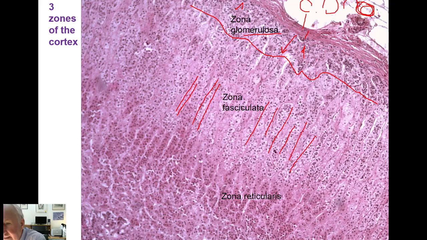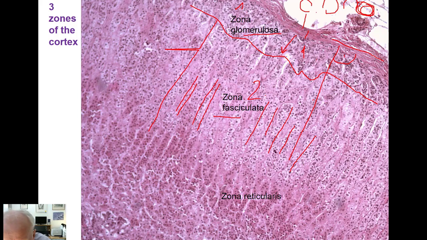And approximately, as you feel it, I will do it up to the capsule, and approximately 90 degrees to the capsule. So this is the thickest part of the cortex, the thickest part of the cortex, and this is zona fasciculata, the second.